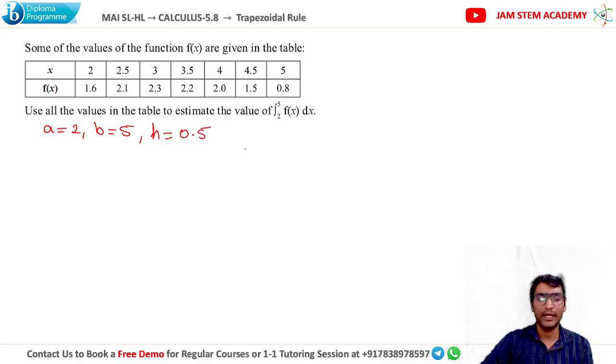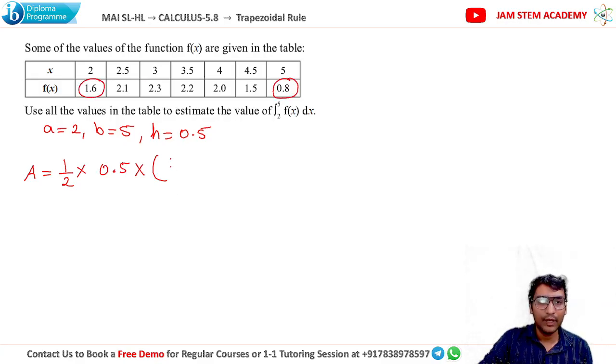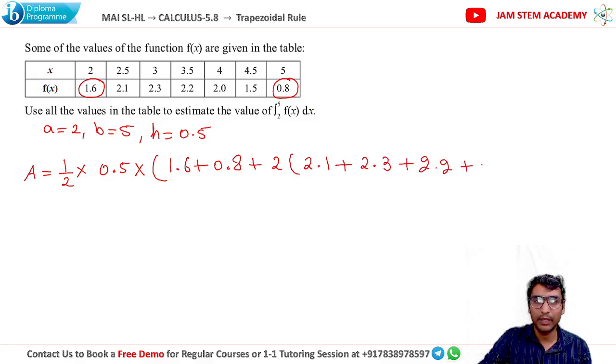We don't have the equation of f(x), right? But values are given already. So we can use the trapezoidal rule and our answer will be half times the h value, which is 0.5, times, now write the first value and the last value once, means 1.6 plus 0.8, plus twice the mid values, 2.1 plus 2.3 plus 2.2 plus 2.0 plus 1.5.